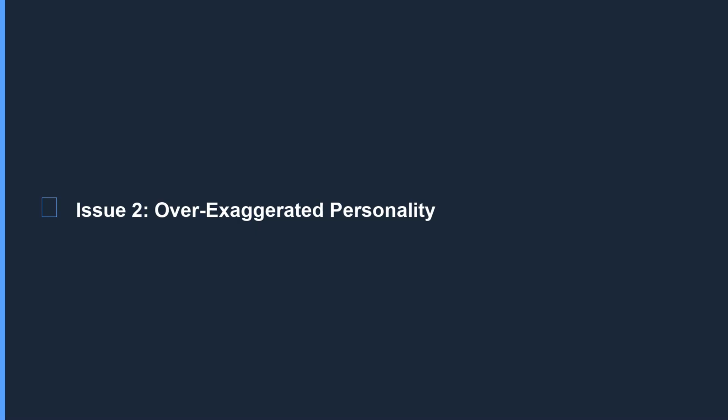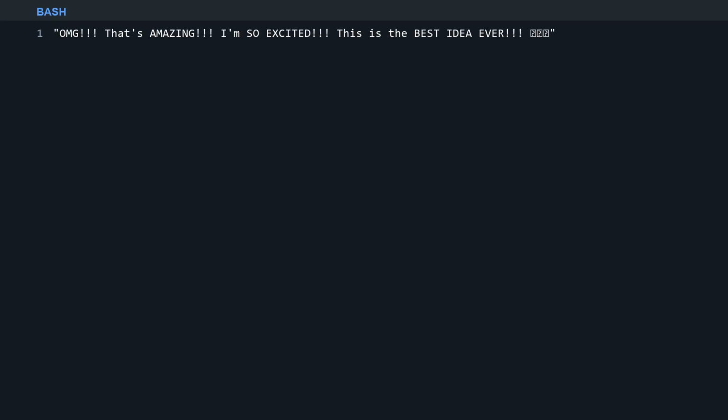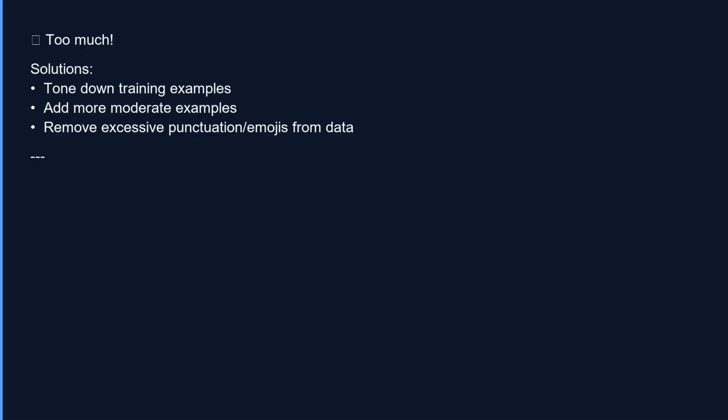Let's now look at issue 2, over-exaggerated personality. Symptom: personality is too strong, annoying. Example. Here's the bash code for this section, starting with, OMG, that's amazing. I'm so excited. This is the best. Too much? Solutions: tone down training examples, add more moderate examples, and remove excessive punctuation and emojis from the data.